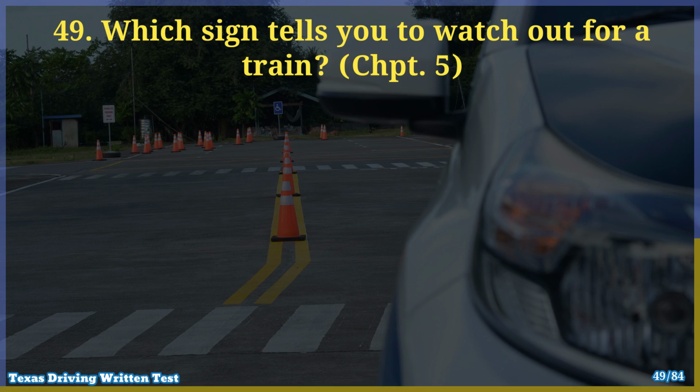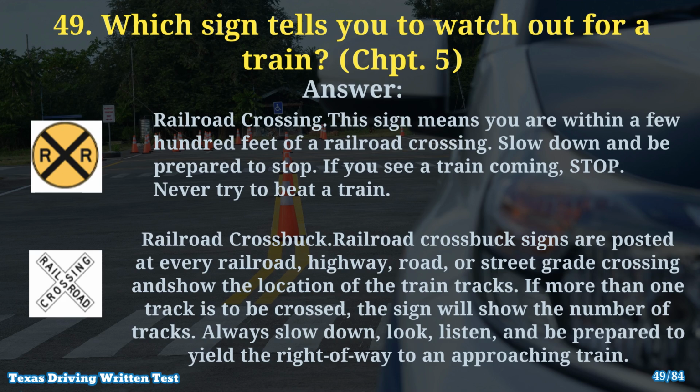49. Which sign tells you to watch out for a train? Answer is below, 2 signs indicate to watch out for a train. First, railroad crossing. This sign means you are within a few hundred feet of a railroad crossing. Slow down and be prepared to stop. If you see a train coming, stop, never try to beat a train. Second, railroad crossbuck signs are posted at every railroad, highway, road, or street grade crossing and show the location of the train tracks. If more than one track is to be crossed, the sign will show the number of tracks. Always slow down, look, listen, and be prepared to yield the right-of-way to an approaching train.